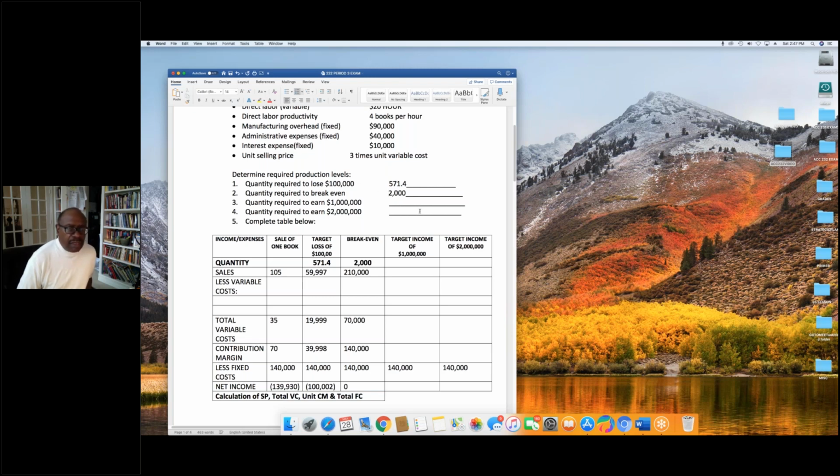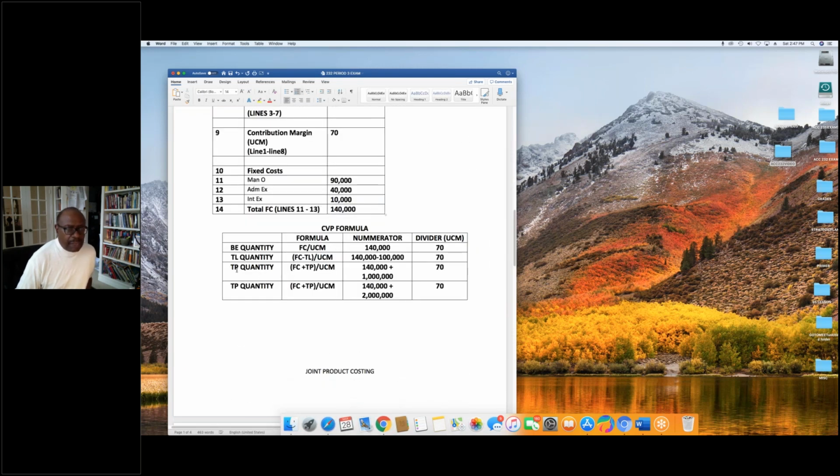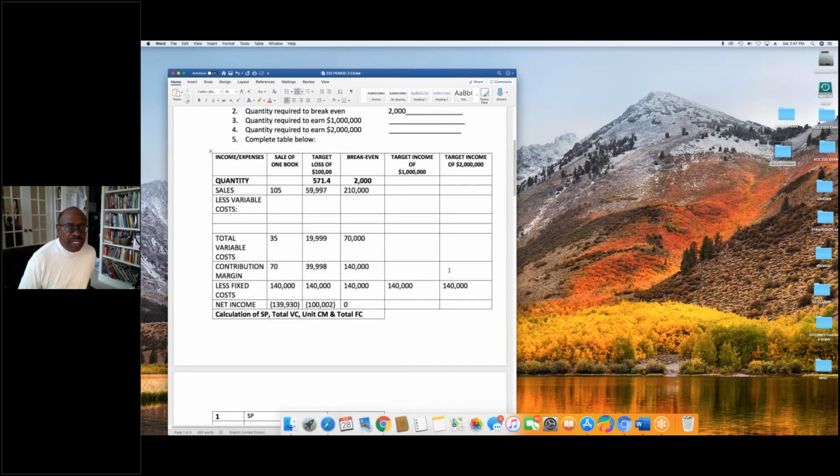Okay, let's move on to the quantity required to earn $1 million. We're going to go to our target profit formula now, which says that fixed cost plus the target profit divided by the UCM will give us the quantity that we need to make $1 million. So it's 140,000 plus 1 million divided by 70. And if we make that calculation, we should end up with 16,285.7.